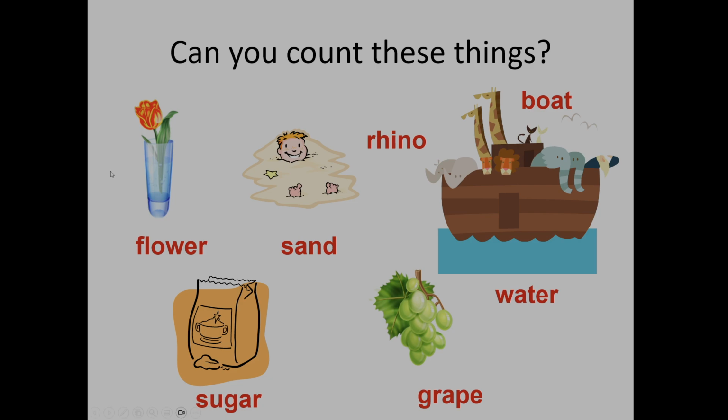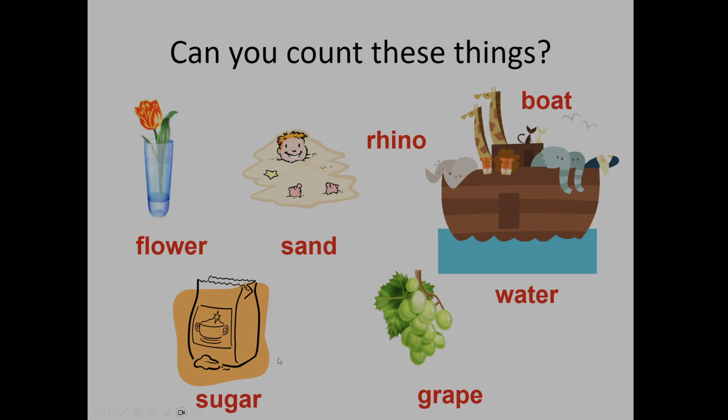Okay, so let's move on to picture number two. We have the word sand. Can you count this thing? No, sand cannot be counted. So it's considered uncountable. Uncountable means singular structure, no plural form. Rhino, yes, absolutely. We can count rhino. It's countable. It is actually an animal. Boat, yeah, absolutely. Boat, we can count. Remember, for countable, that means we can work with singular and also plural form.